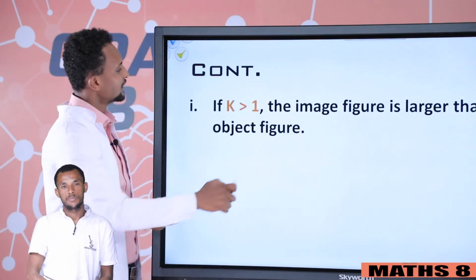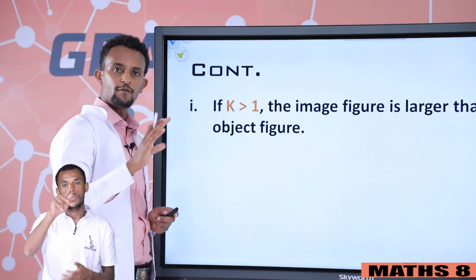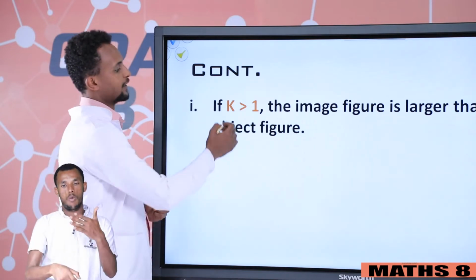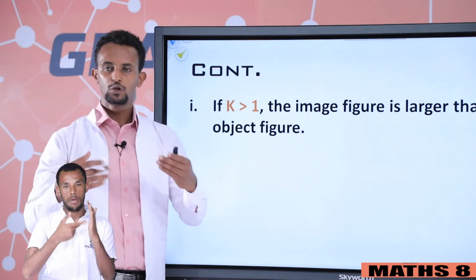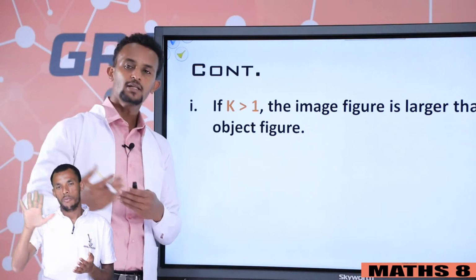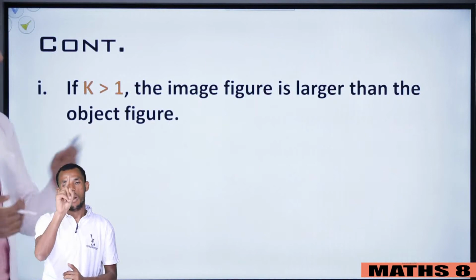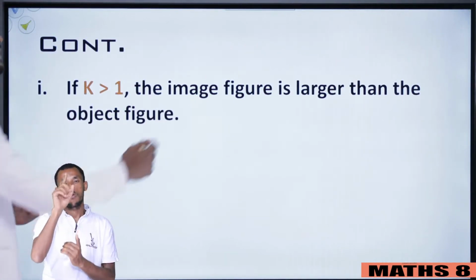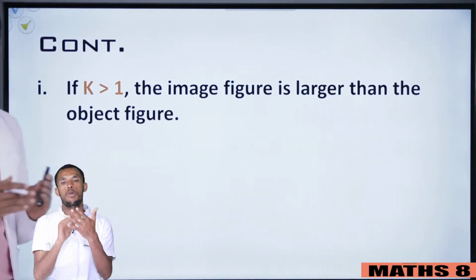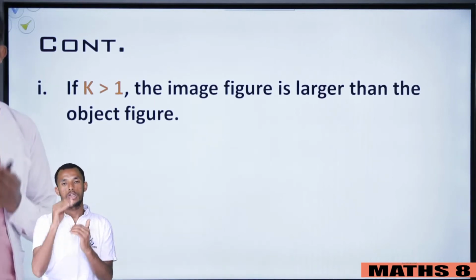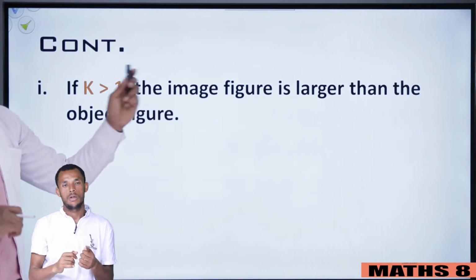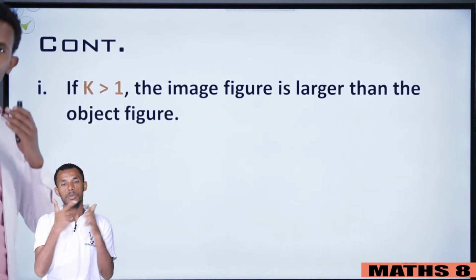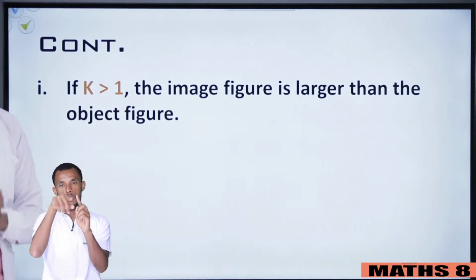So, this K has different values. If the value of K is greater than 1, that means it may be 2, 3, 4, 5, that is greater than 1. If the value of K is greater than 1, then the image figure is always greater than the object figure. That means the image is enlarged, which is always increasing or positive enlargement.